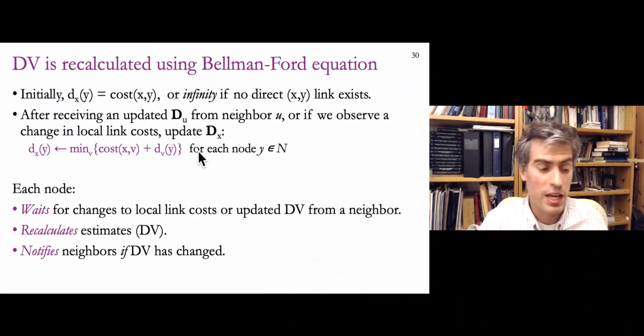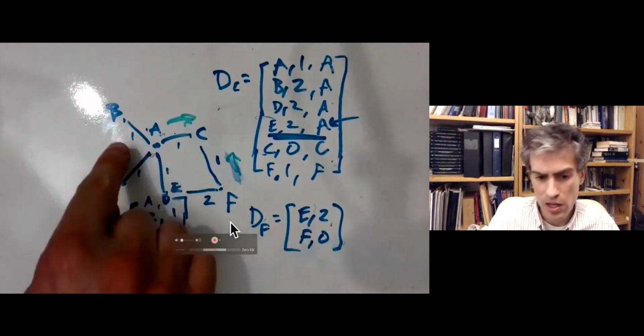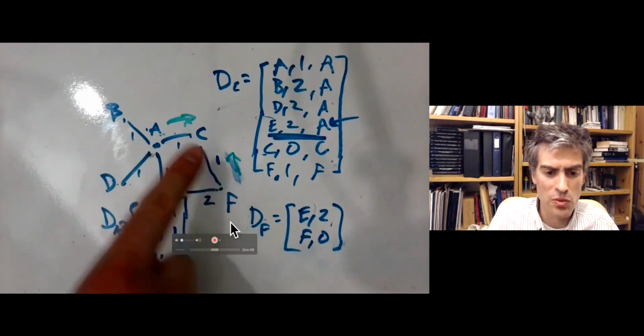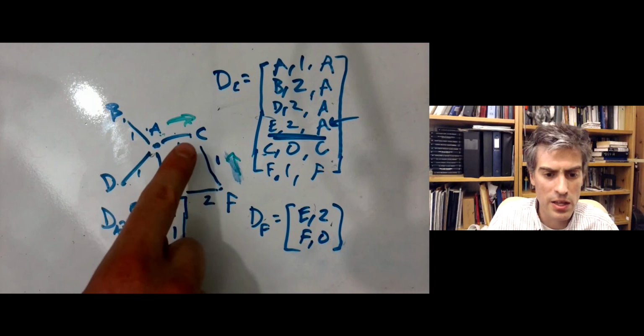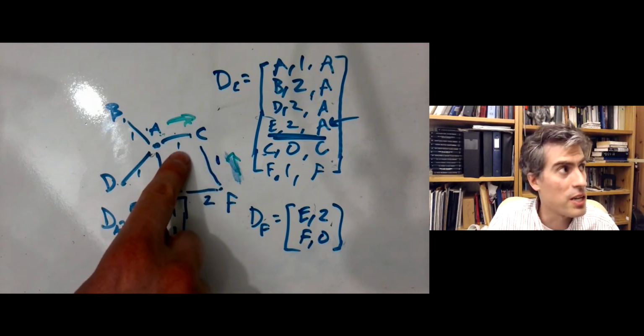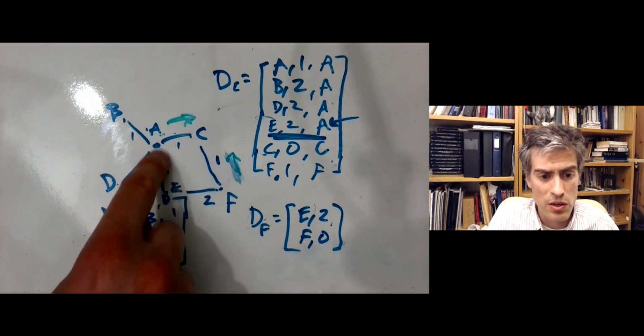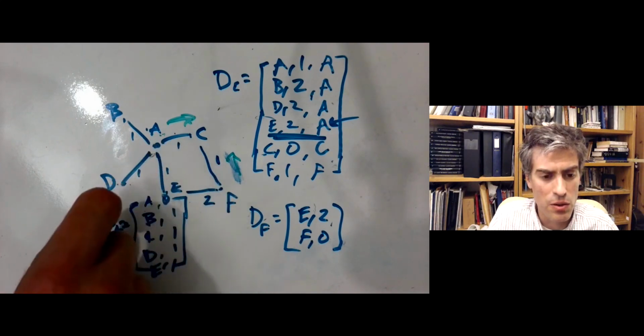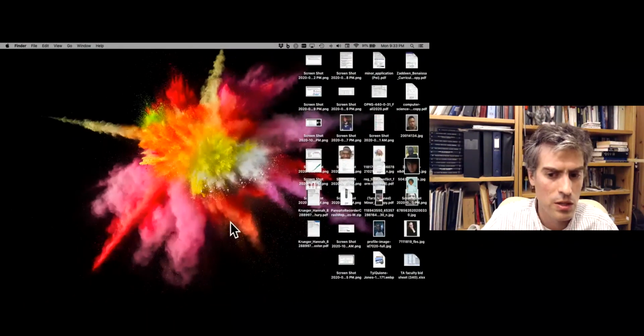So the iteration of this algorithm involves nodes waiting for changes. Those changes could be local links changing. So I showed in this diagram the costs on edges. These edge costs could change. When that happens, you need to recompute. So if you're A and this edge here has a cost change, then you would need to recalculate your distance vector. You have new information.